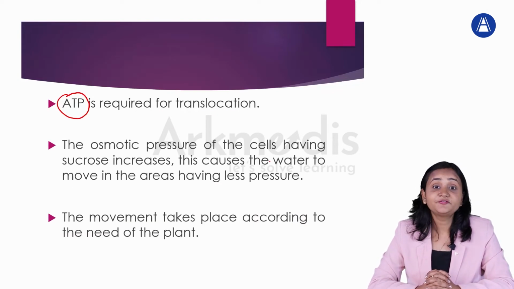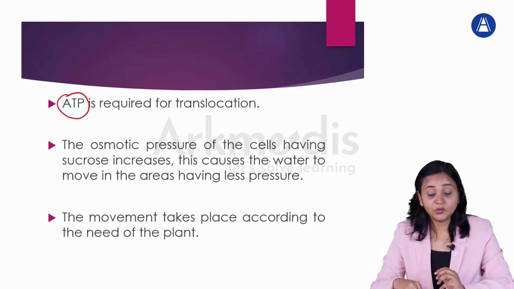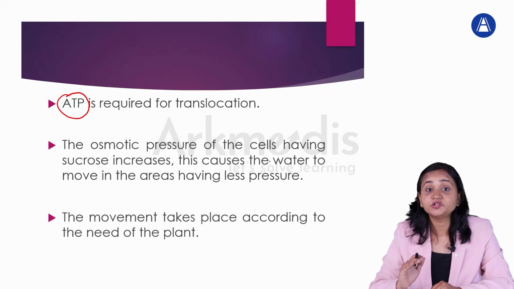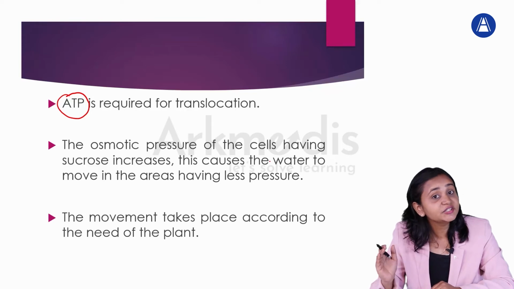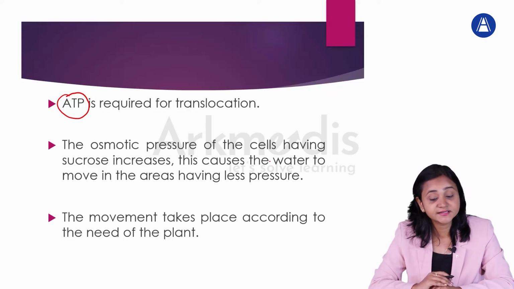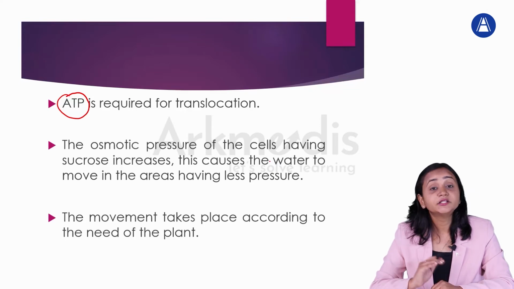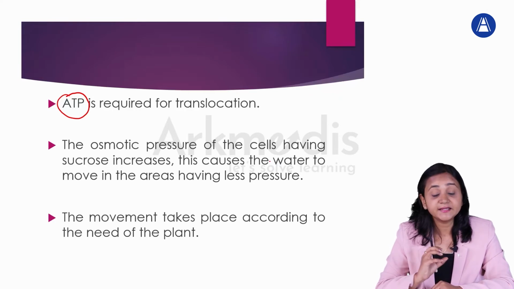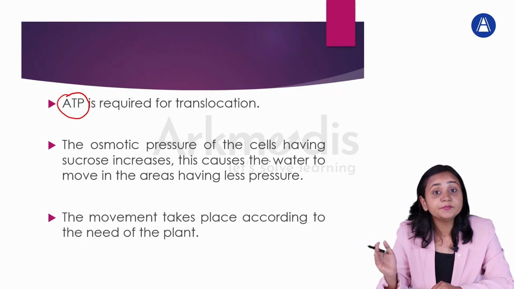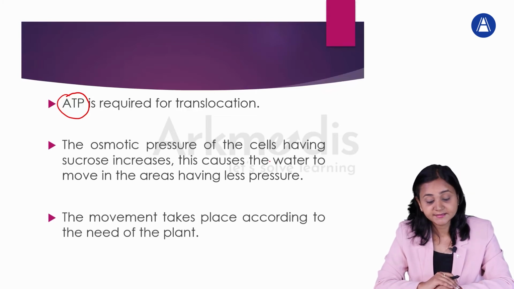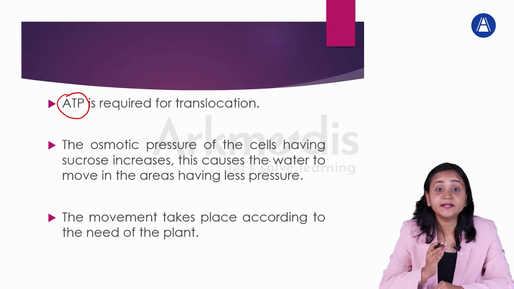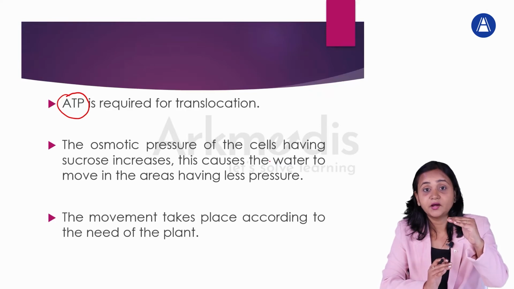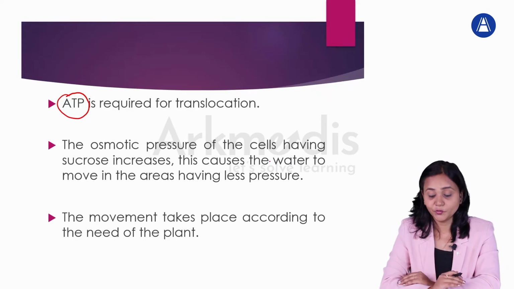ATP is required for the process of translocation. Now, when this translocation or the movement of food has to take place, the high energy bond of ATP is broken down. The energy that is released is utilized for this movement of food. Now, the osmotic pressure inside the cells having sucrose or the food generally increases, and the water then moves to the low pressure areas. The movement of water into the low pressure area finally allows the movement of sucrose. Now, in this way, the food is transported.